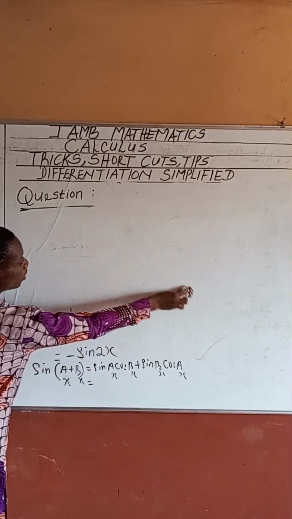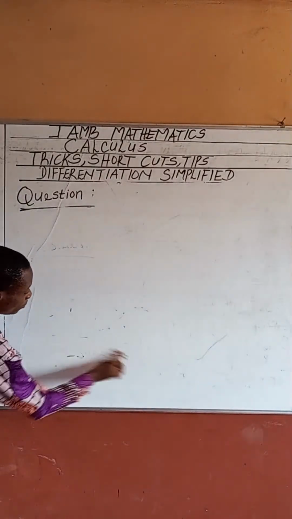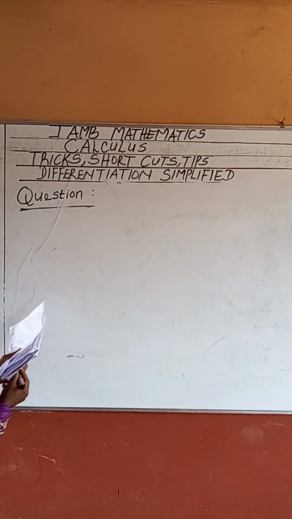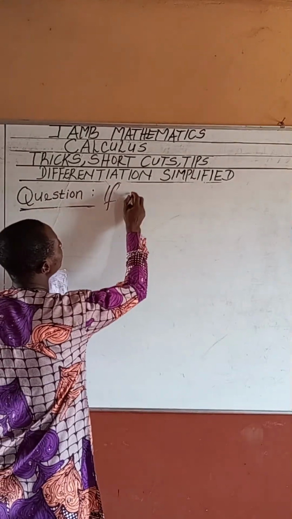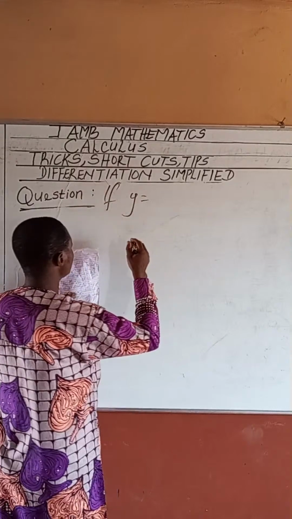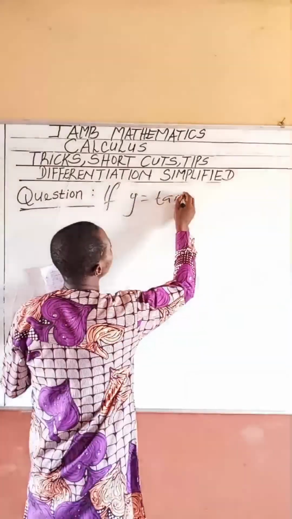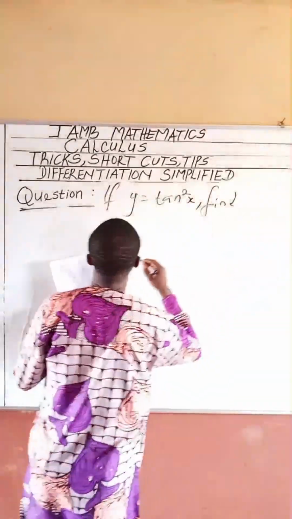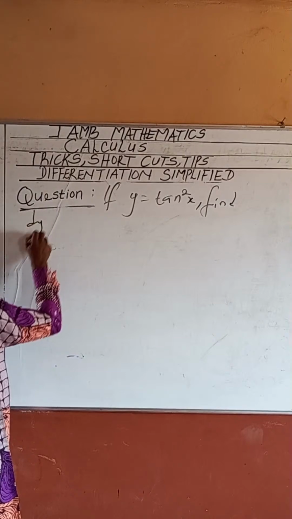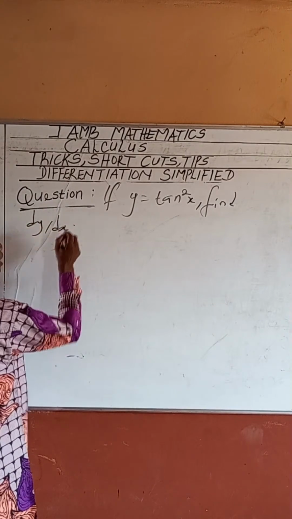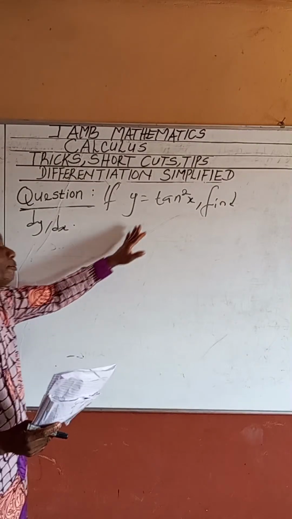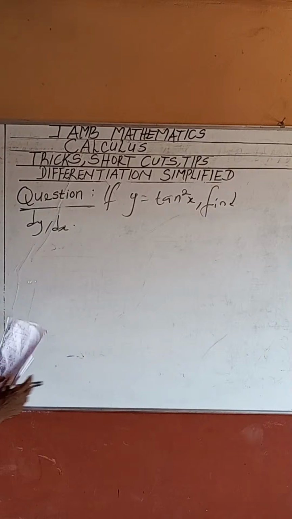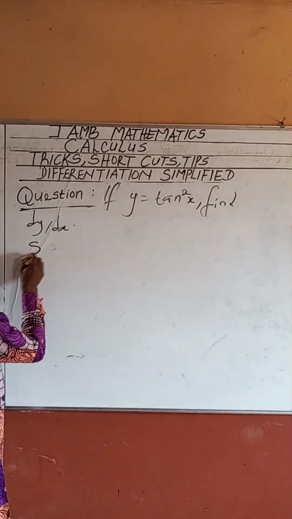Let me show you this particular one. If y is equal to tan square x, then find dy dx. Yes, let's find dy dx. What's dy dx from here? This is the same thing as the other one I just did now. There's nothing too difficult there. Solution.